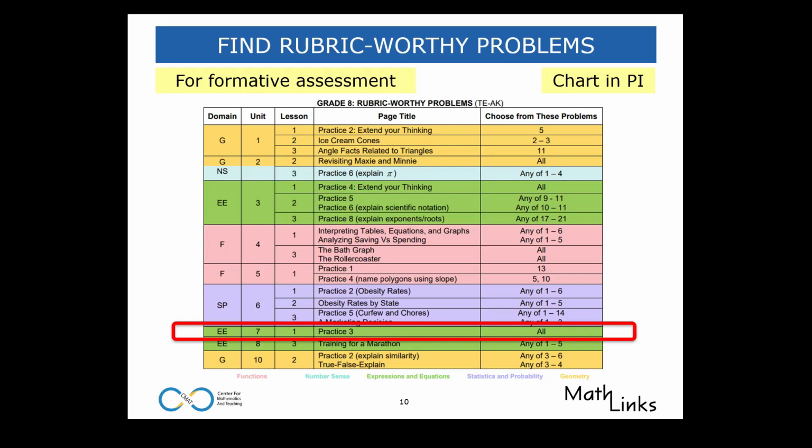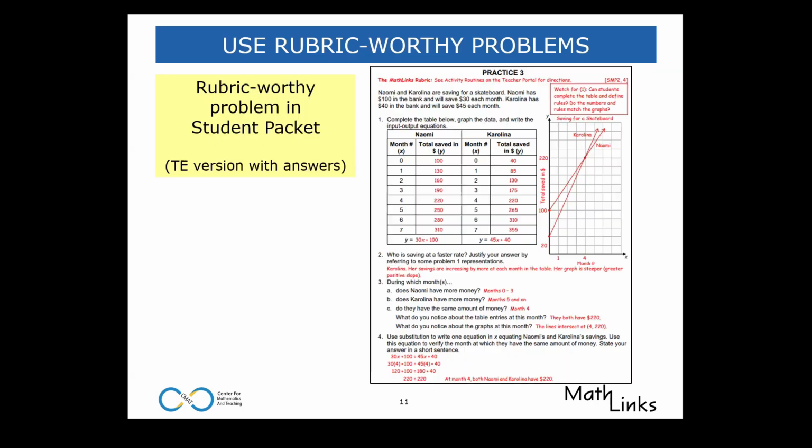Here's a list of what we call rubric-worthy problems that are in student packets. You can find this in your grade-level program information. This document is available in print or on the portal. Let's take a quick look at this highlighted page from Unit 7 in the 8th grade course. Here's the TE version of the student page referenced.